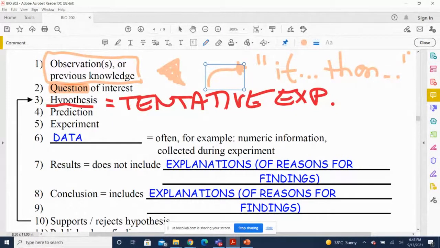So it gives us some sort of preliminary idea of what to expect. You can consider it almost as the foundation that then becomes a prediction of what we might expect to see.